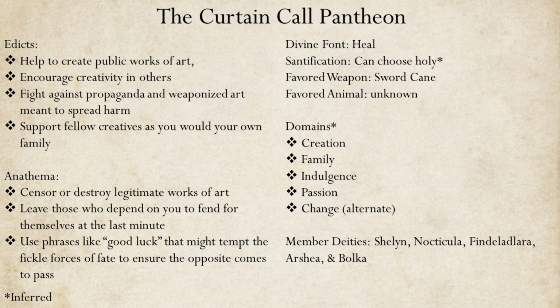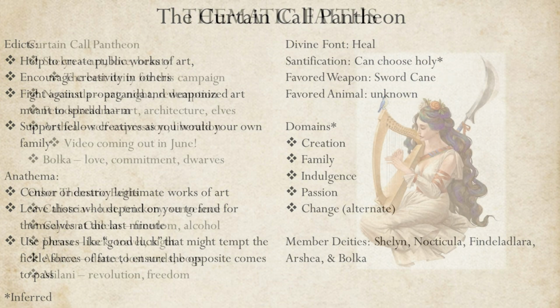The pantheon has the divine font of Heal, and clerics and champions likely have access to holy sanctification, even though sanctification rules weren't published at the time of this AP's publication. The domains of the Curtain Call pantheon are creation, family, indulgence, and passion, and it also has the alternate domain of change. Its favored weapon is the sword cane.